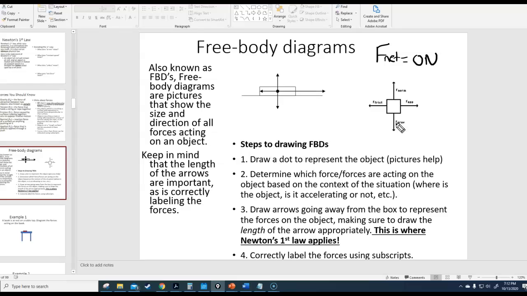Because if I were to add up all these forces, remember, the longer the arrow, the bigger the force. If I were to add up all these forces, they would all cancel each other out because they're going opposite directions and they're all the same size. What does that mean if the net force is 0? Well, in the last video we learned that means one of two things. Either the object is moving at a constant velocity, or it's at rest. Okay, so keep all that in mind as we're doing these FBD examples.